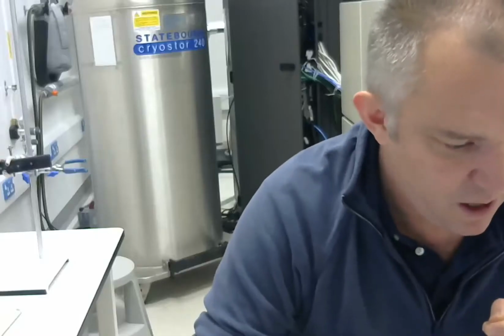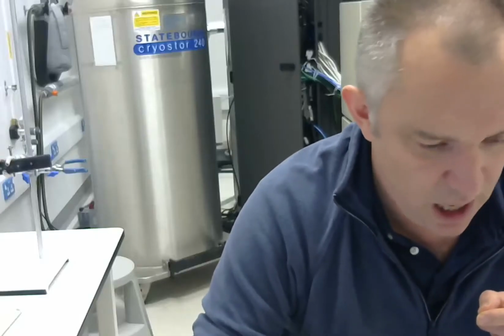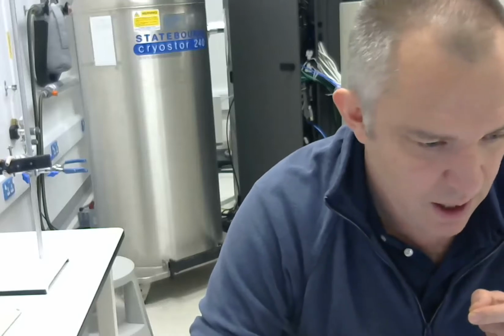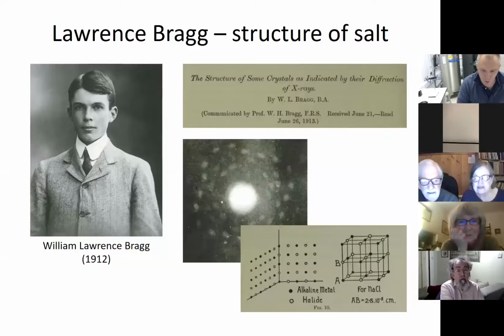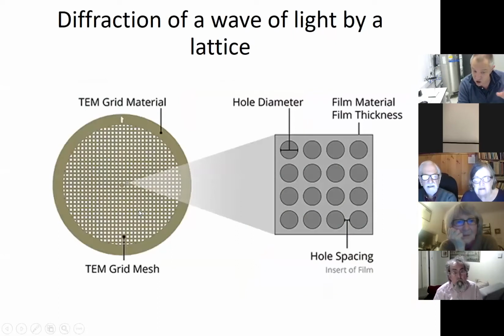Right, let me come back to myself, come back to sharing the screen. That's fine. You've seen light being diffracted by a grid, but what does that actually mean? So the grid I just showed you is this one. It basically looks like this. It's this round circle with metal grid bars.